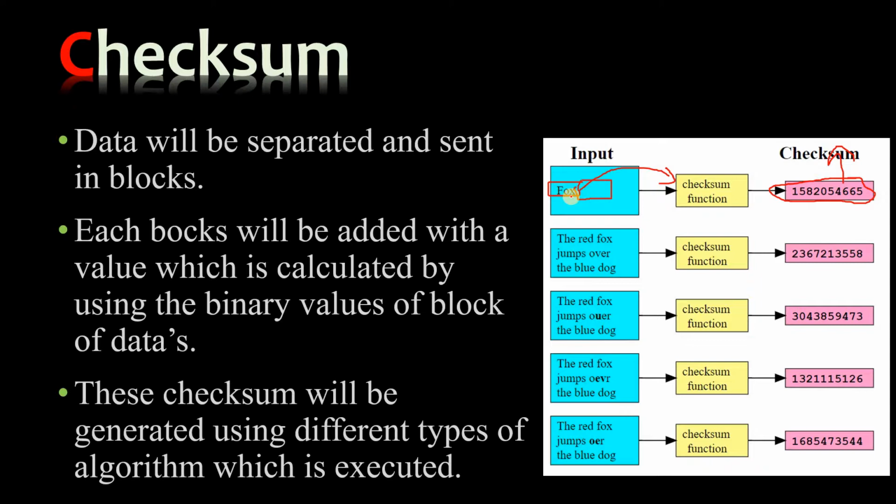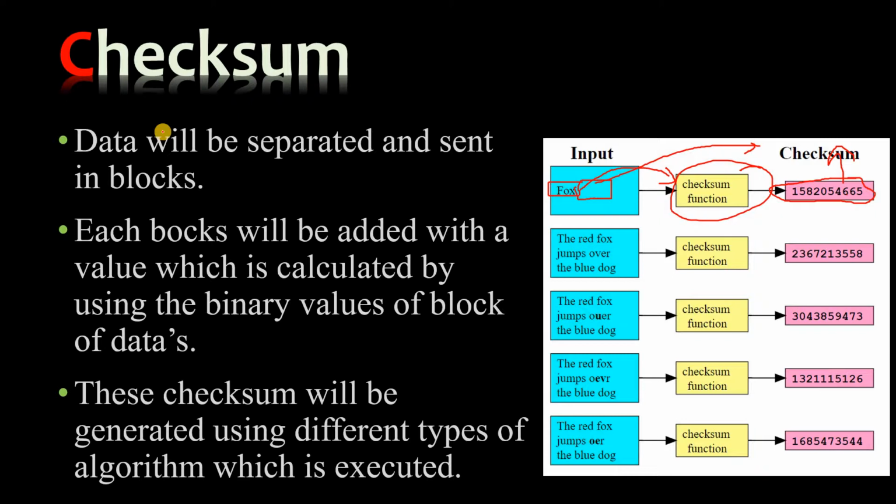Clear? This data and the value calculated using the program will be sent to the receiver. The receiver will execute the same program which is used to create the value, and if the value is equal, the data transmission is completed. Otherwise, the sender will transmit again.